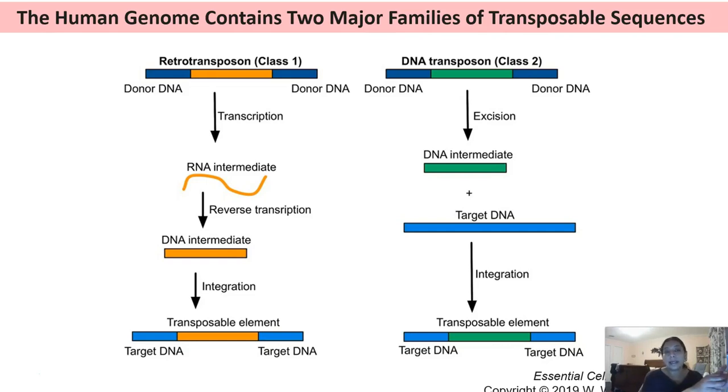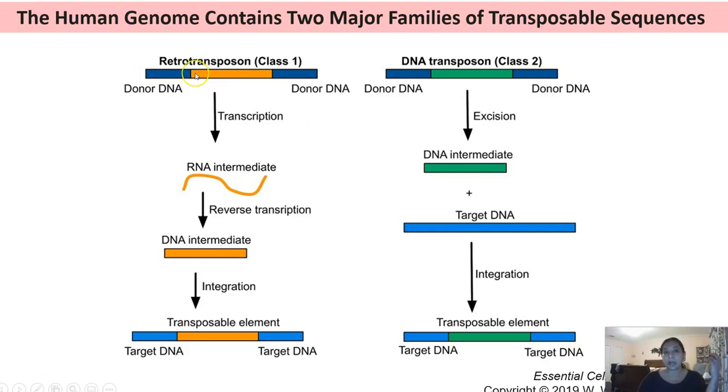So now looking at it in humans, humans contain also, similar to bacteria, two different classes of transposable sequences. Two major families, class 1 and class 2. They essentially work very similar to cut and paste versus replicative transposition. So class 1 is actually similar to what you would call a replicative transposition. So this is a retrotransposon.